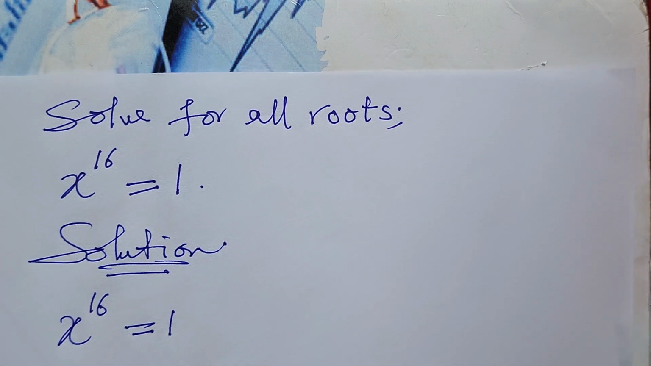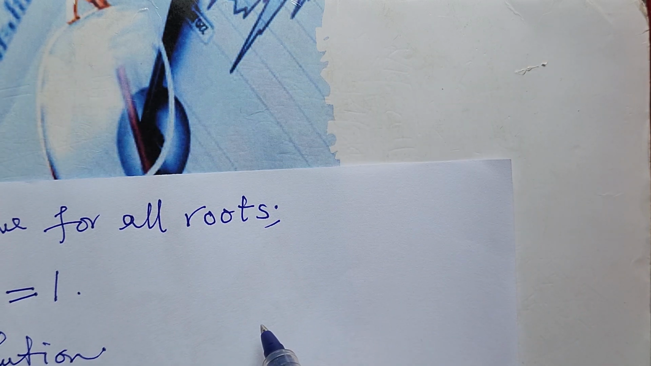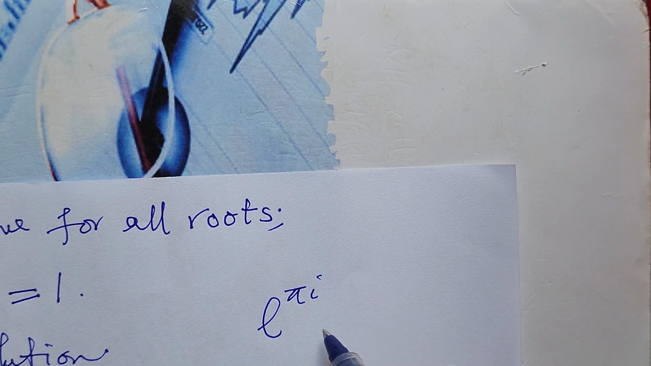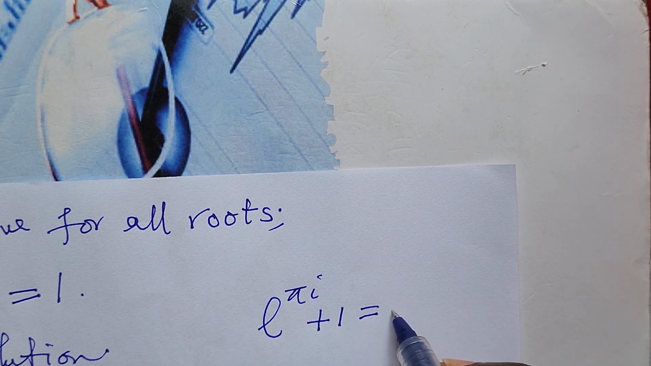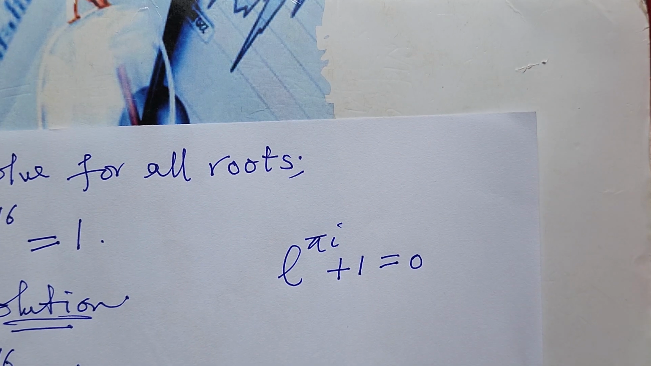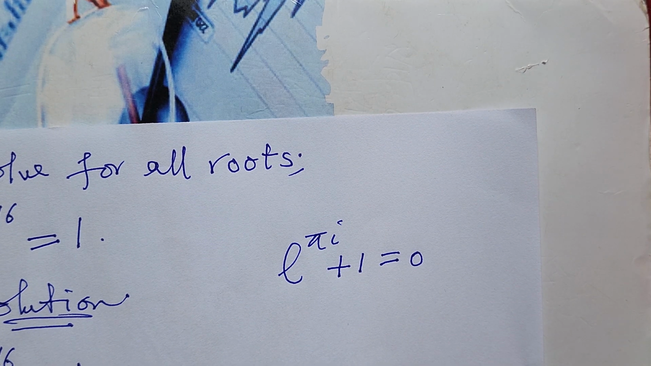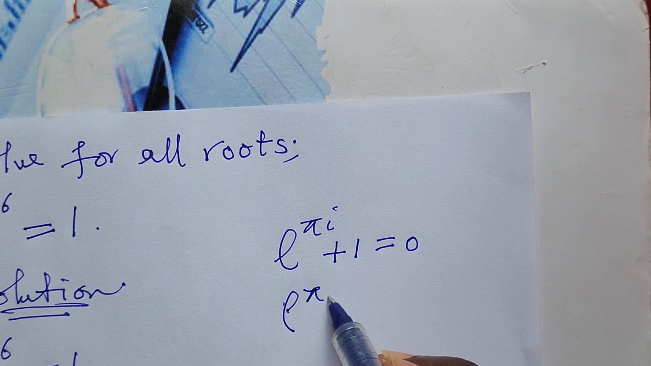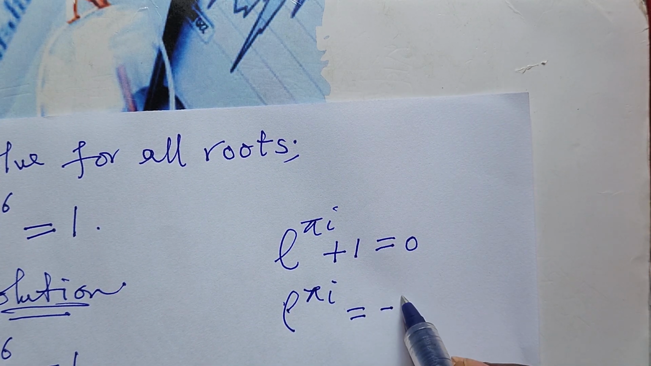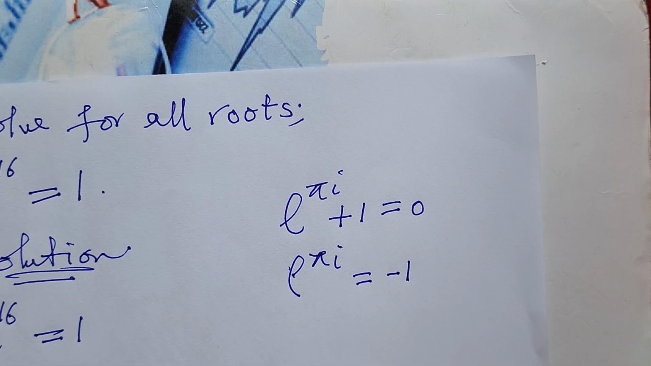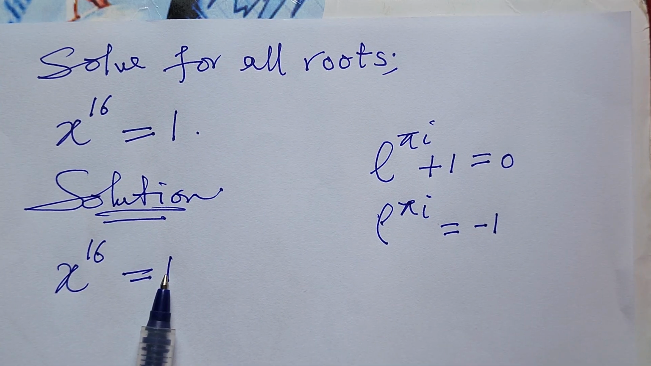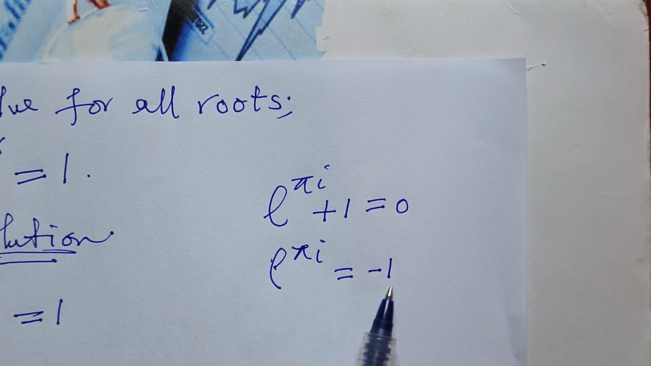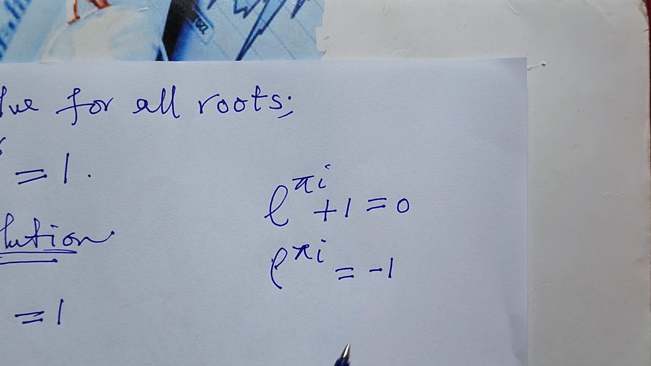Now from our Euler identity, we have e to the power of pi i plus 1 equal to 0. This is Euler's beautiful equation. So we move the 1 to the other side, and we have e to the power of pi i is equal to minus 1. But here we have a challenge: here we are having plus 1 and here we have minus 1. So we have to do something to make sure that we have a positive 1 here.